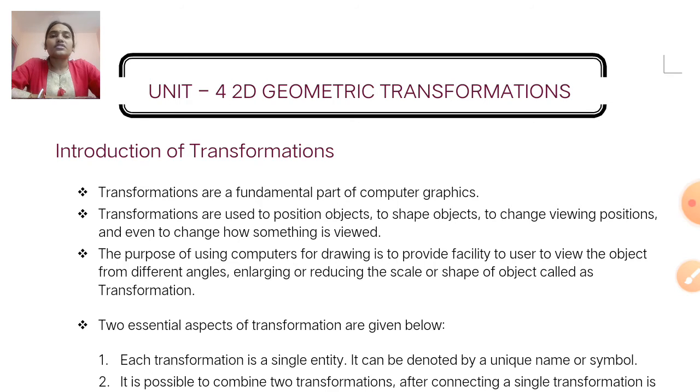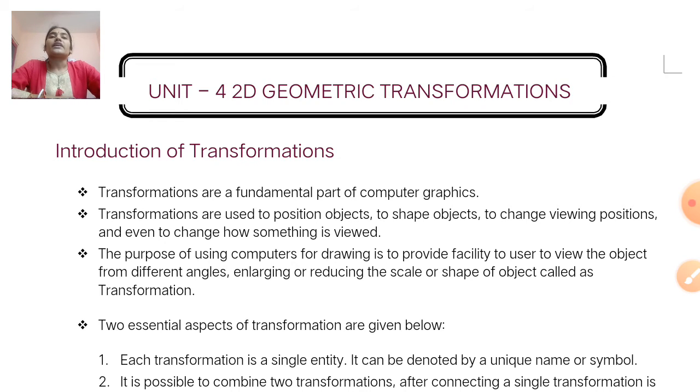In the previous class we had completed up to unit 3. Today we will discuss unit 4. Unit 4 is 2D geometric transformation, or two-dimensional geometric transformation. So let us discuss 2D geometric transformation. First, let us know what transformation is, or the introduction to transformation.